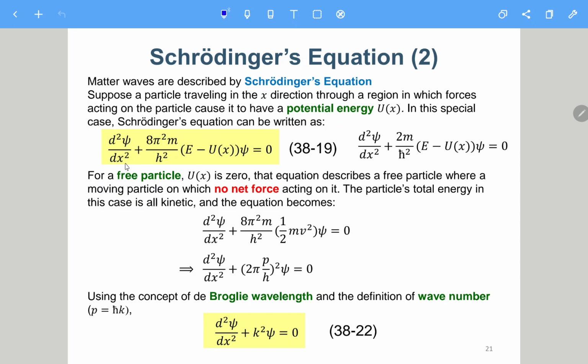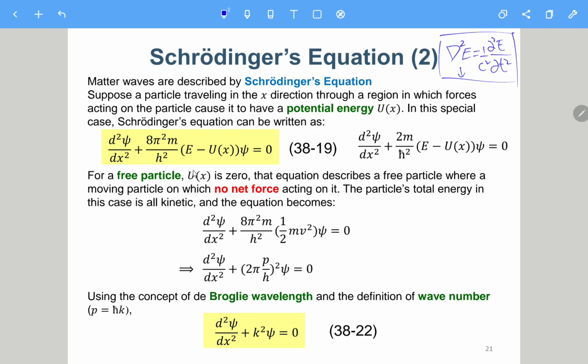Something like the wave equation. If you still remember, the wave equation is like the Laplacian of E equals 1 over c squared times partial squared E over partial t squared. If you still remember, this is the wave equation. And actually this is the second derivative with respect to x in one dimension. So it is like this term, but actually this term is not like this one.